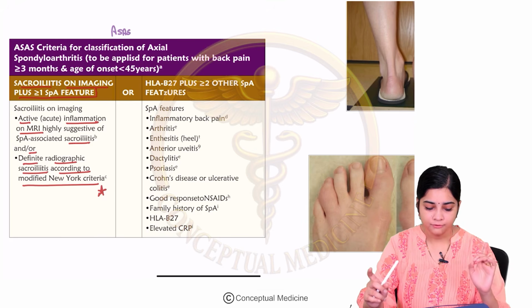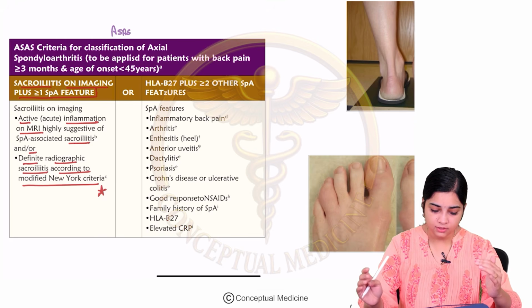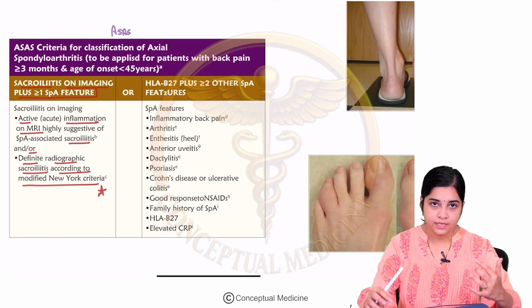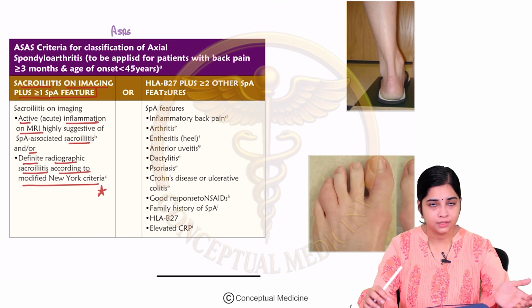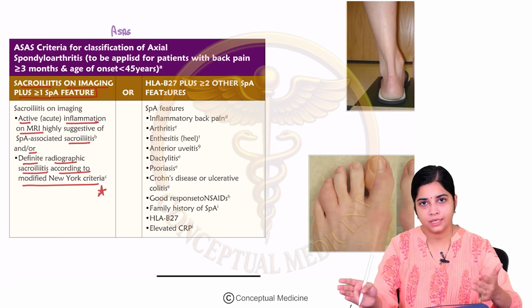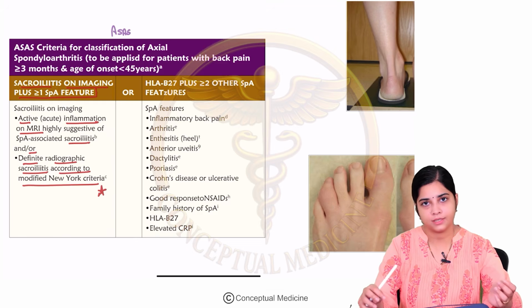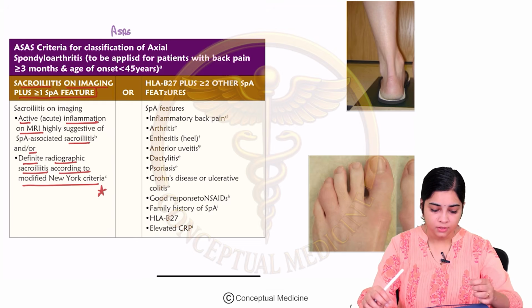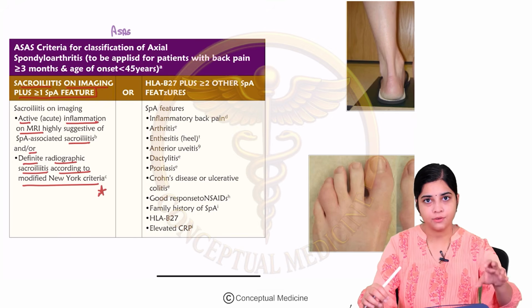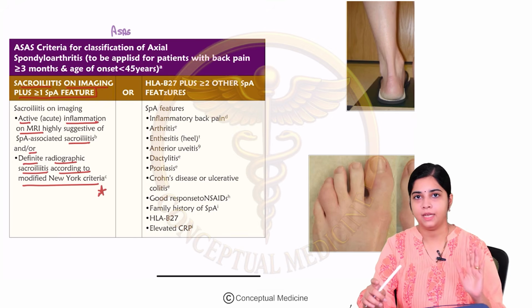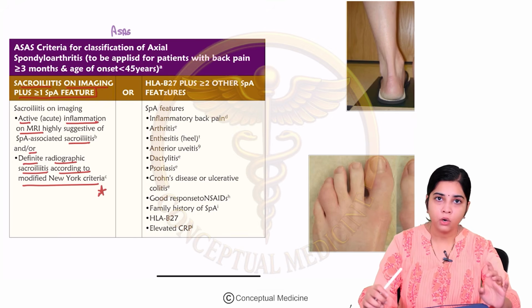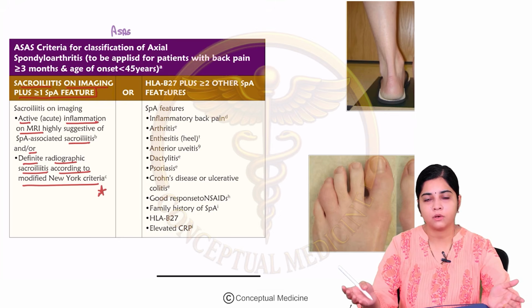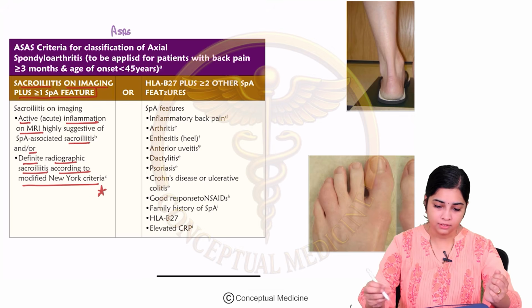So if there is evidence of sacroiliitis on imaging, how will you show it? You will show it either on an MRI or on an X-ray. For the X-ray, the grading that we use is what we call the New York criteria. So if there is a history of inflammatory back pain and if there is evidence of sacroiliitis on imaging, then you can classify the patient as a probable axial spondyloarthropathy. Or if there is no evidence on imaging, that means it could still be a non-radiographic spondyloarthropathy.